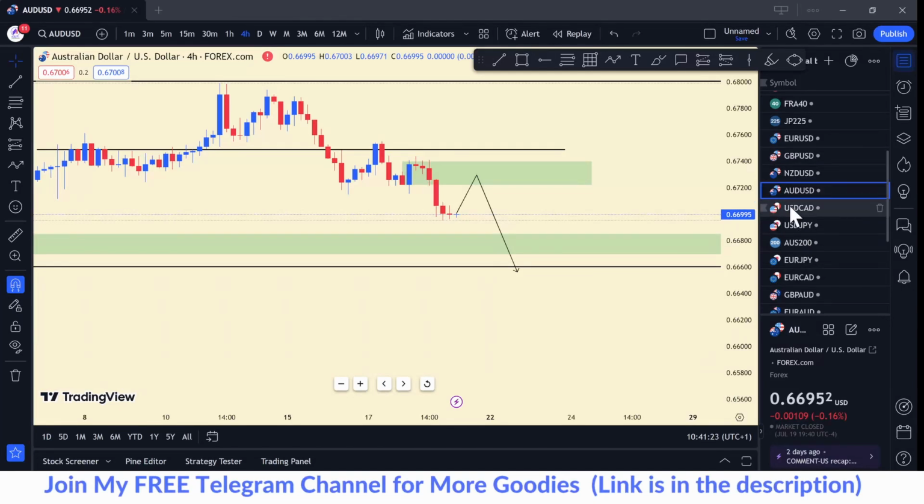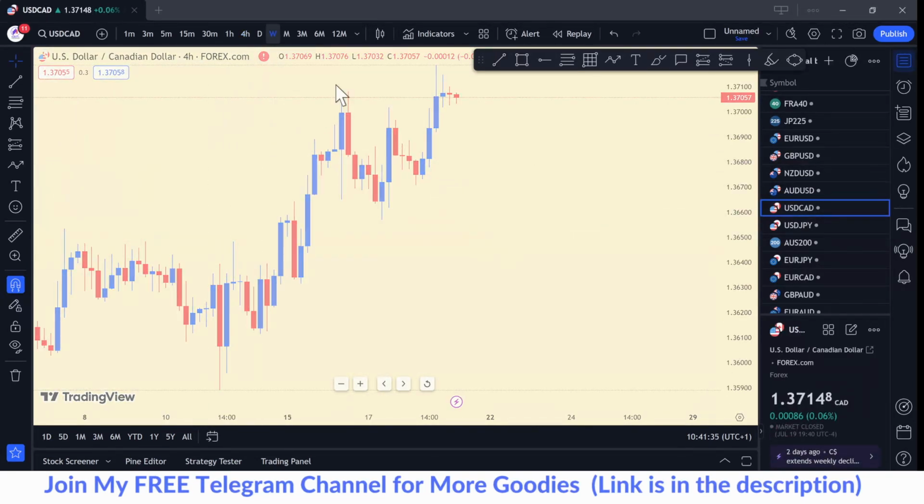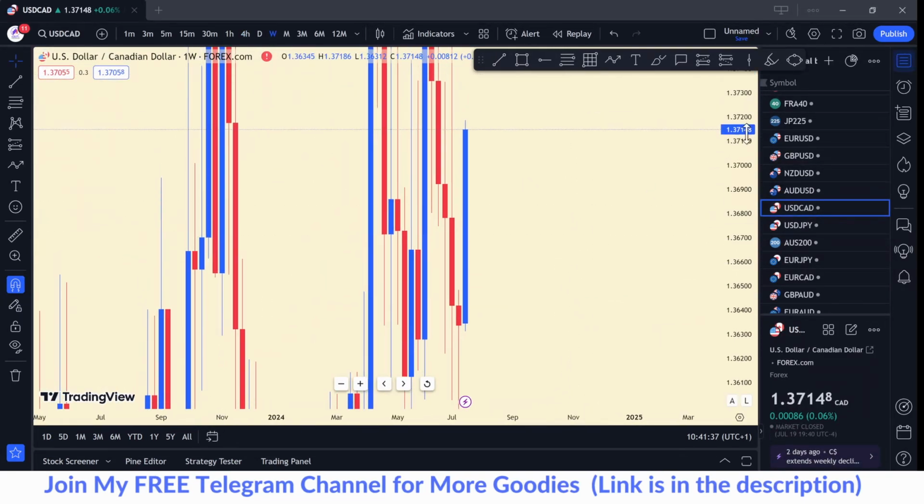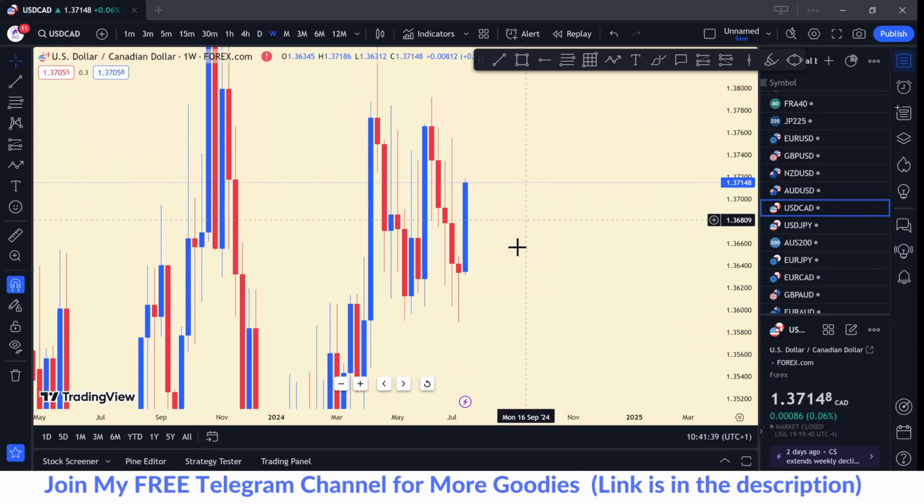From there, I was looking at Euro USD at the last of the currency pairs. Then I moved to gold. Then from gold, I look at indices. So USD CAD, looking at USD CAD on the weekly, we started pushing up from here.